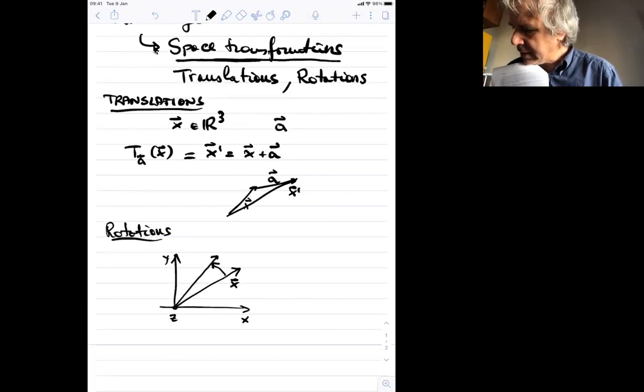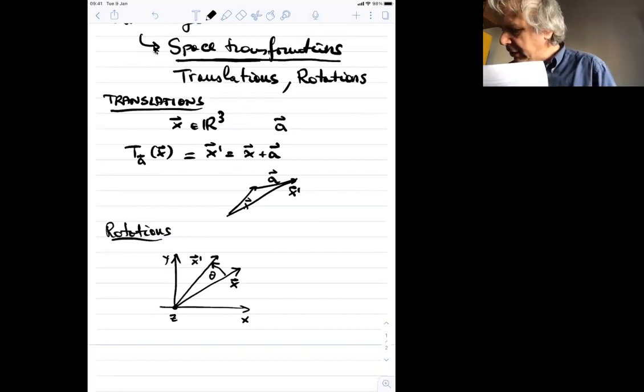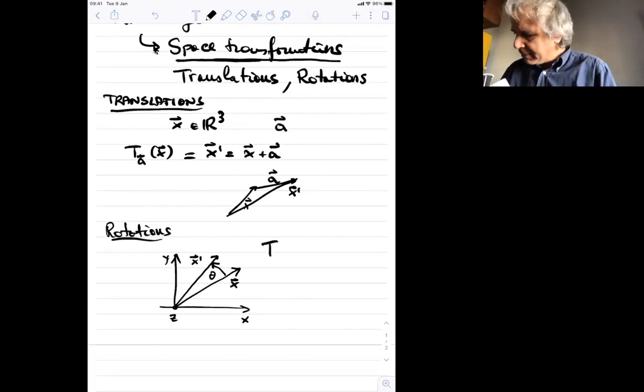Okay. And I obtain some new vector x prime, right? Now you know, presumably by linear algebra, that this also can be represented by a transformation. The transformation this time is parameterized by, say, theta and the axis z, which I do the rotation of. So I call the transformation a rotation by theta and z, or simply theta and z, whatever, if it is clear.